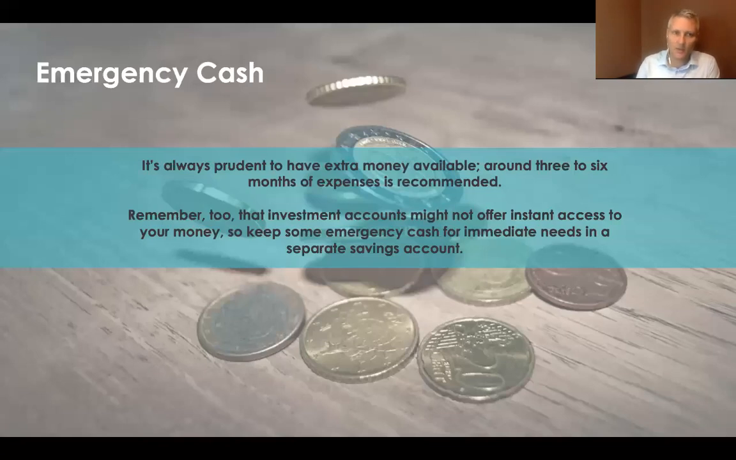Emergency cash, always have this. It's regardless of your wealth. There's always going to be a liquidity issue at some point in your financial life. You'll need to access money as quickly as possible. As an expat, this becomes even more important because you will be living in a second country and your assets may be in a third country, and you need to be able to leave very quickly.